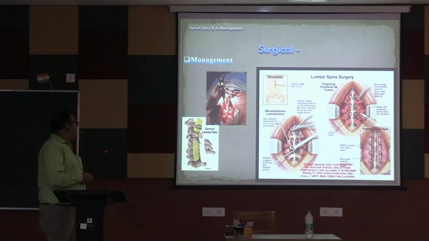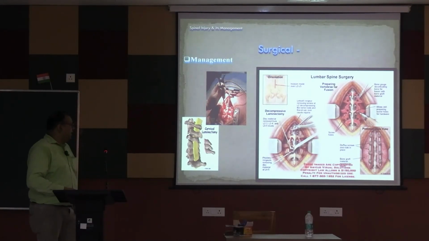This is laminectomy, right? The lamina has been removed here. If you can see, this is the intact lamina and this lamina has been removed. So this is laminectomy to decompress. This is the cord and you're decompressing the cord. So this is a spine surgery being done where the lamina is being decompressed.